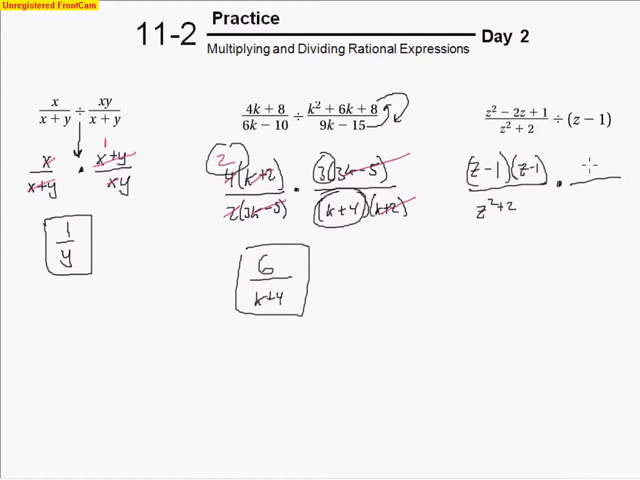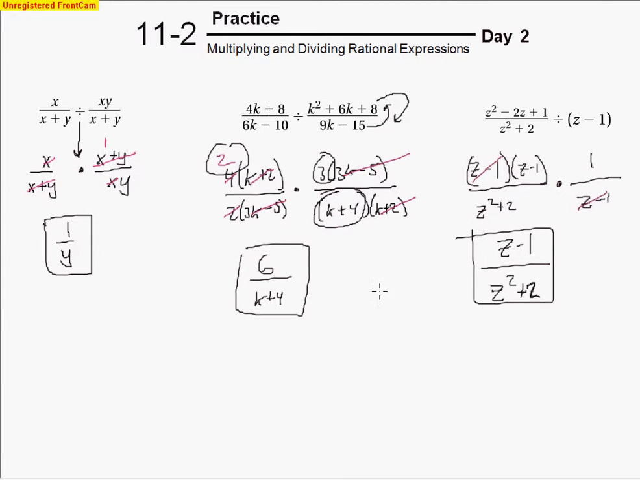So I need to multiply by the reciprocal. So the z minus 1 goes on the bottom, and now I'll look for common factors. Z minus 1, that's what cancels. And so nothing else reduces, so I'll just go ahead and rewrite that. So I've got a z minus 1 on top of the fraction. Down below I've got the z squared plus 2. Cannot cancel out those z's.